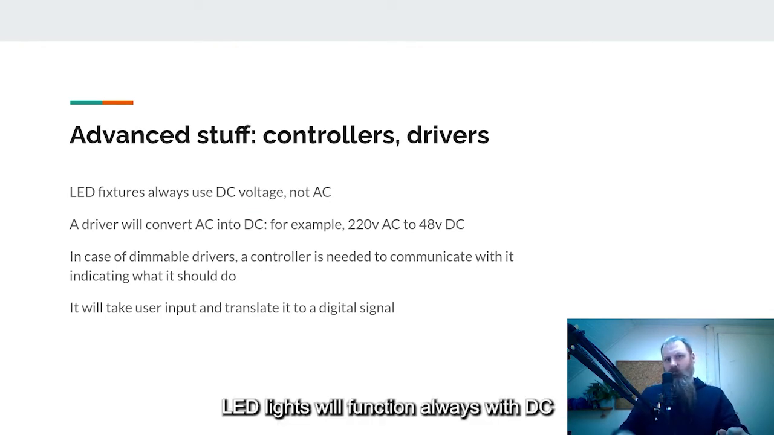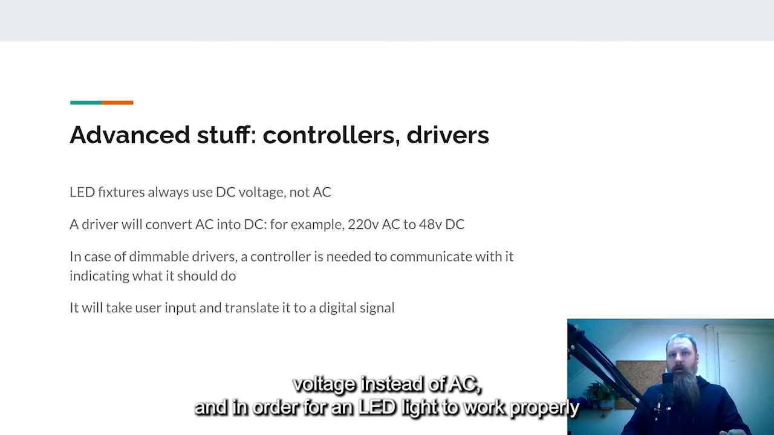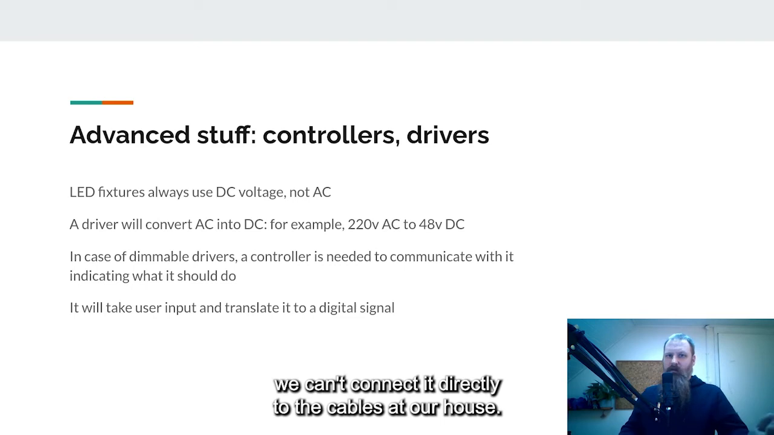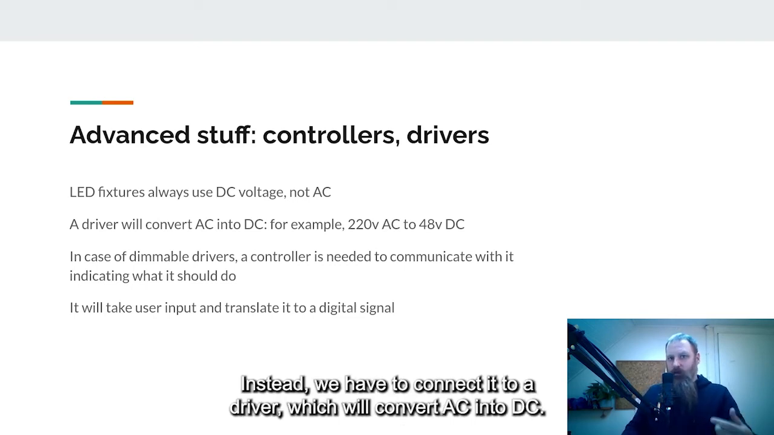LED lights will always function with DC voltage instead of AC. In order for an LED light to work properly, we can't connect it directly to the cables at our house. Instead, we have to connect it to a driver, which will convert AC into DC.